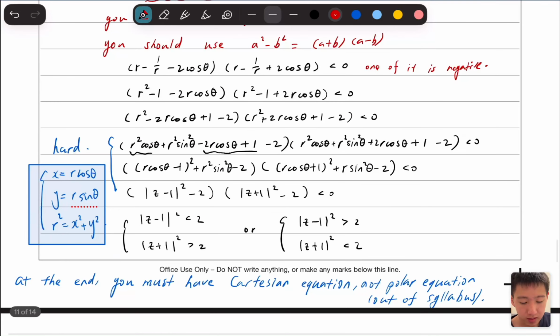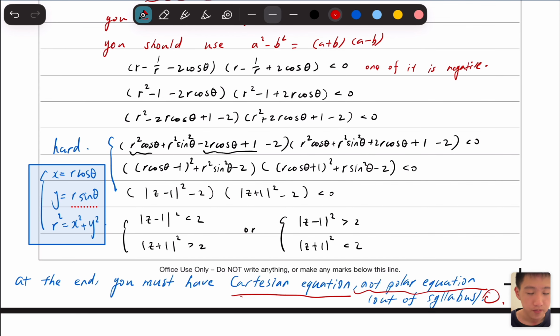Now we have this, we can make it 0, but one thing we need to do is convert it back from polar form. We need to have a Cartesian equation. We can't have a polar equation because it's out of syllabus. We haven't learned it. So how do we do that? We use these: x is r cos theta, y is r sin theta, and r squared is x squared plus y squared. So now we can break r up.